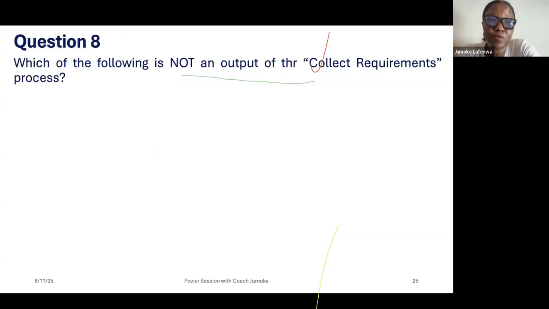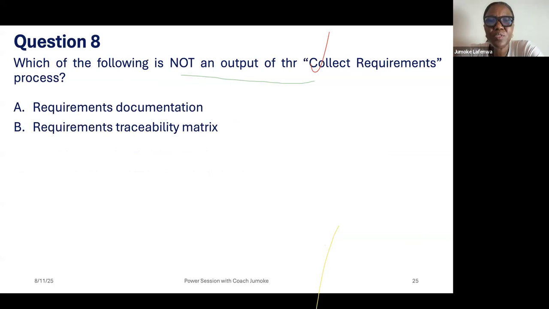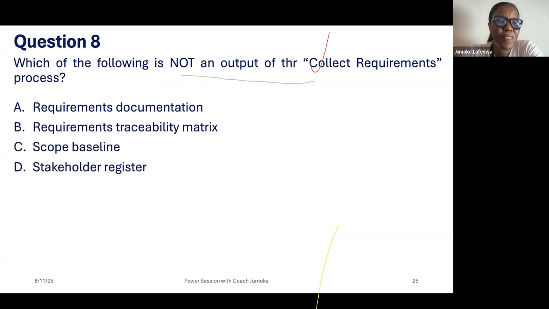And the last but not the least question: which of the following is not an output of the collect requirements process? A, requirements documentation. B, requirements traceability matrix. C, scope statement. D, stakeholder register. Please take your time before you answer.